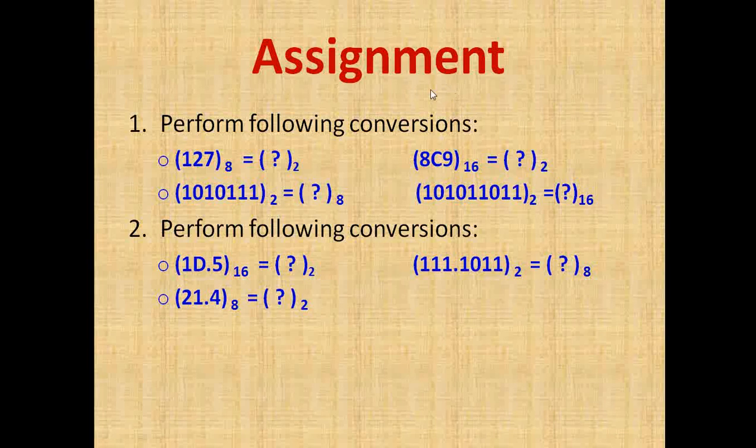This is a small assignment for you. You can perform these conversions. In this you have to convert this octal number into binary. So what you are supposed to do, you have to write the 3-bit form for each octal digit from the table to convert it into binary. Similarly, this hexadecimal number can be converted into binary by replacing each digit by its 4-bit form. And this is from binary to octal, and this is from binary to hexadecimal.